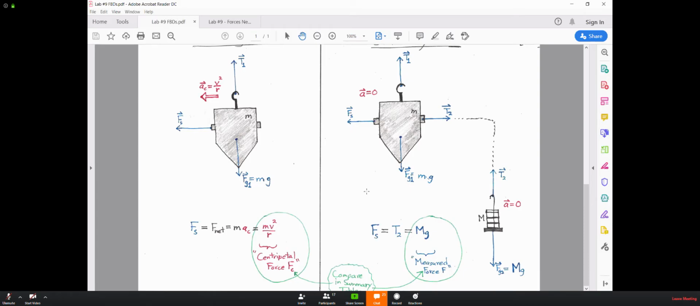Questions about the free body diagrams here? You could unmute your microphone, or I'll see if a question shows up in the chat, but I'll check back. This is an unbalanced force resulting in acceleration, keeping the object going in the circle. This is for balanced forces, and sure enough, it's stationary.